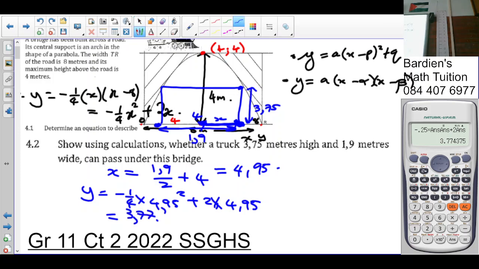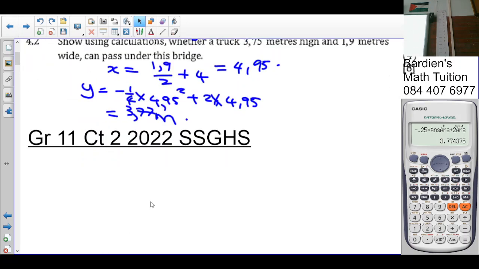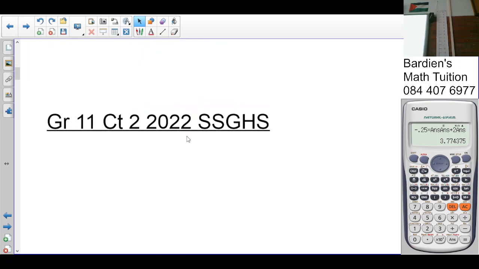Remember this is the reading on the parabola. Is the parabola higher or lower than the maximum point on the truck? It's higher. So you conclude therefore the truck will pass under the bridge. Okay? That was worth your 4 marks. Okay. Let's carry on with our lives.